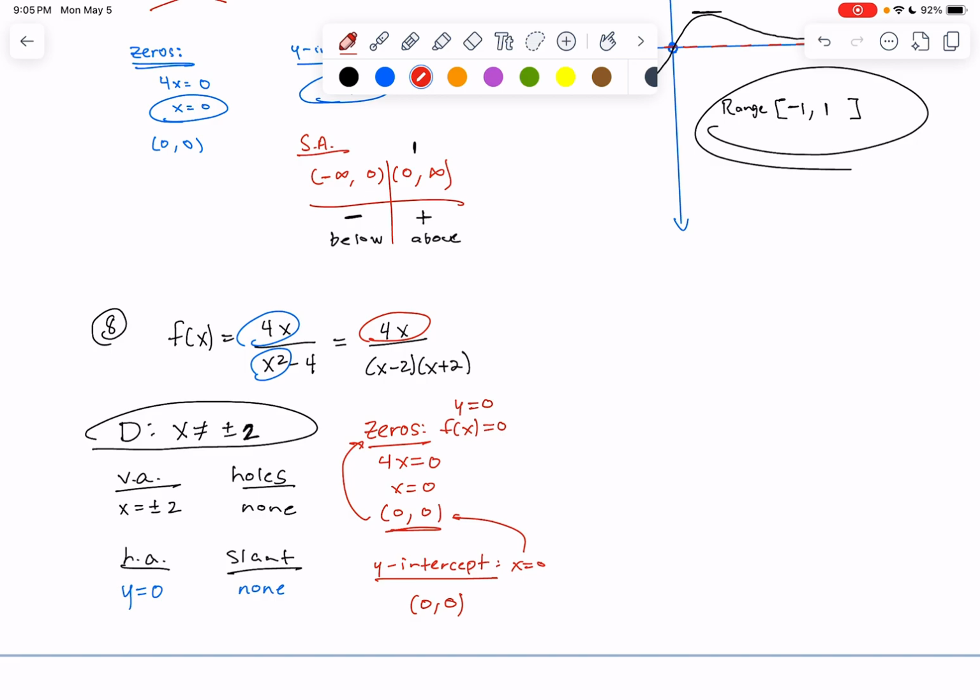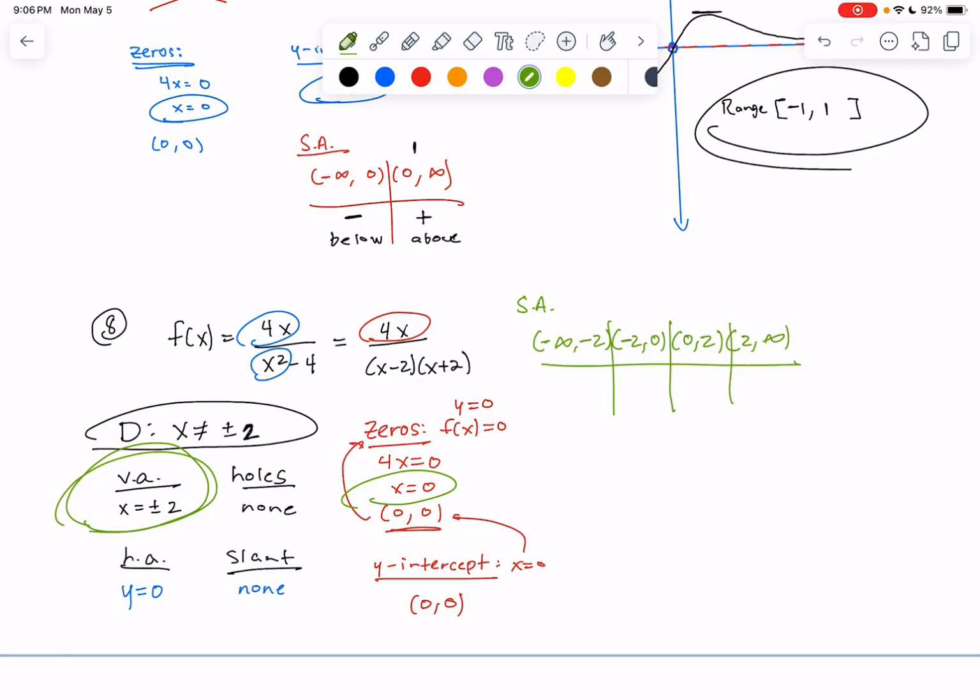All right, sign analysis. Remember, the only thing you can use in your sign analysis is whatever causes interruptions in the x-axis. So I'm going to circle that in green. So that would be VAs. It's always VAs and zeros. So right there, we have plus or minus 2 and 0. So my sign analysis for number 8 is going to be negative infinity to negative 2, negative 2 to 0, 0 to 2, and 2 to infinity.